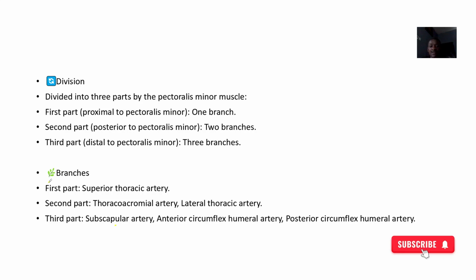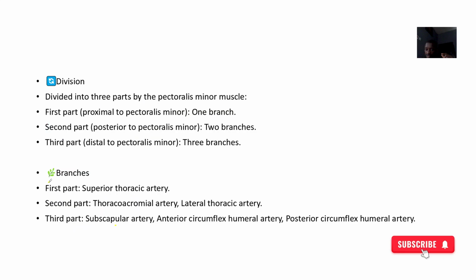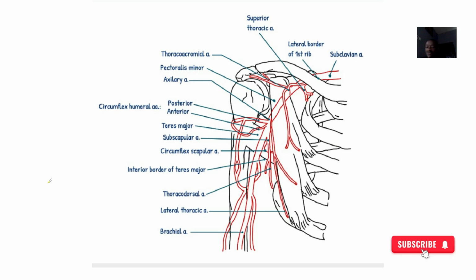So the first part is before pectoralis minor, while the second part is under pectoralis minor. The third part is after pectoralis minor. Okay, so the first part gives rise to the superior thoracic artery. The second part gives the thoracoacromial artery and the lateral thoracic artery. The third part gives rise to the subscapular artery, the anterior circumflex humeral artery, and the posterior circumflex humeral artery.